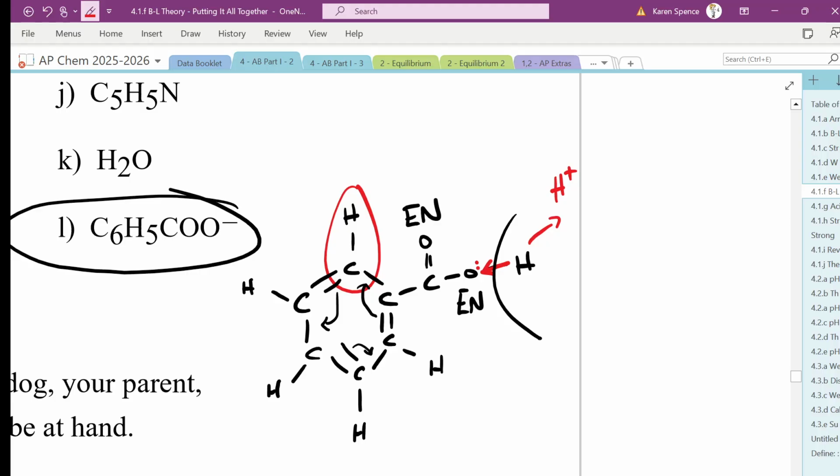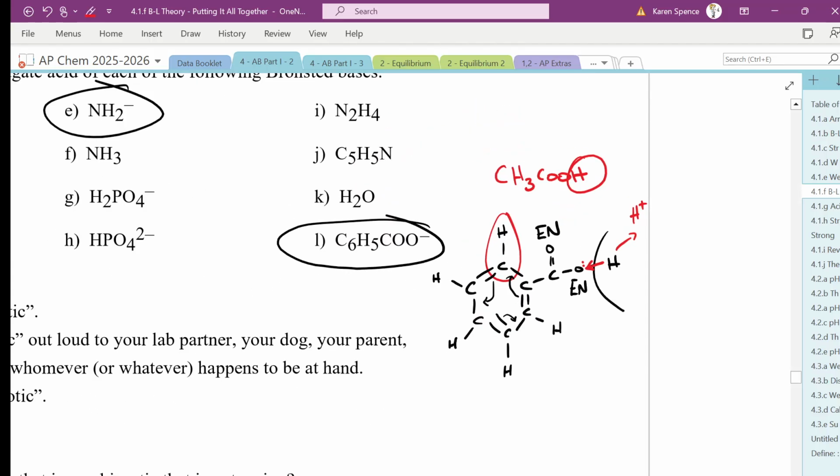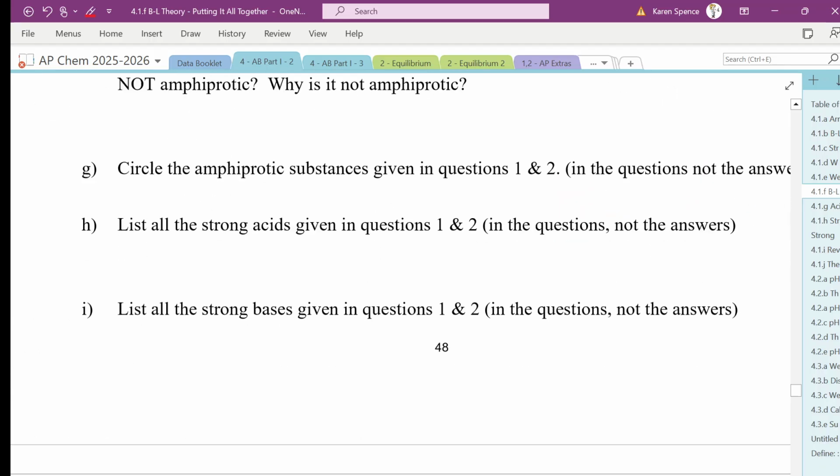Okay, so when you have an organic acid, anything like if you have CH3COOH, only this one is an acidic hydrogen. None of the ones on the carbons. Okay? Yep. Anything else? Yes. 6C.